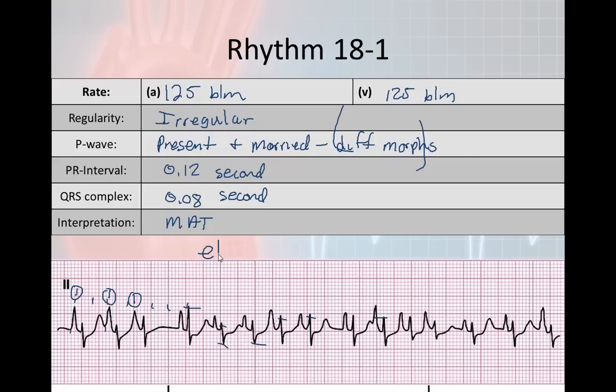It's called electrical alternans. But let's go ahead and look at another rhythm. Maybe this next one here will be a little bit easier to identify, three different morphologies.